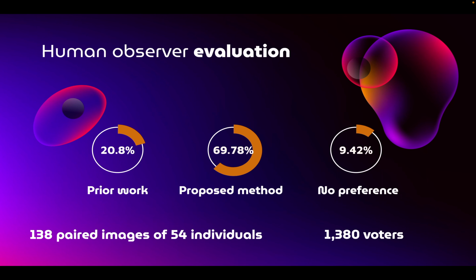So at the end, they also decided to perform a human observer evaluation with 138 paired images of 54 individuals. It showed that 69.78% of people who voted were in favor of the proposed method, meaning GANs. 20.8% voted for prior works, and 9.42% said that they didn't really see any significant difference.